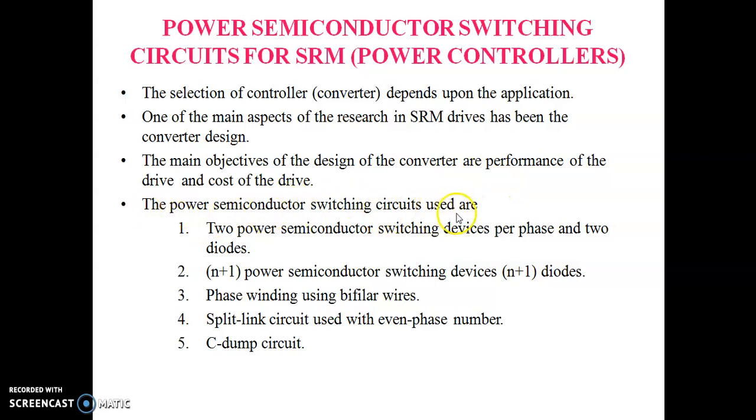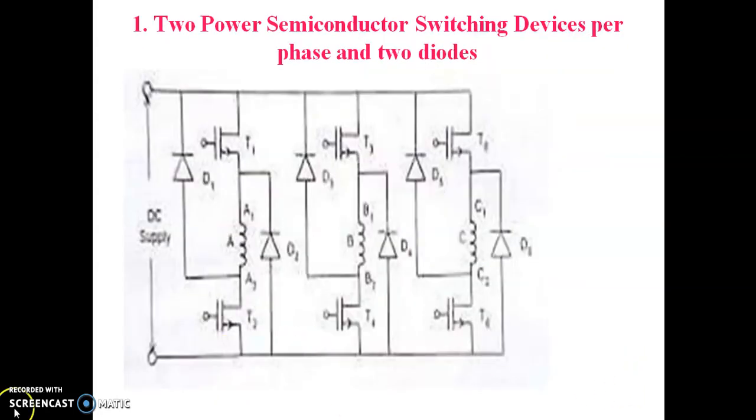So the power semiconductor switching circuits are normally classified into 5 types. The first one is 2 power semiconductor switching devices per phase and 2 diodes. Second type is N+1 power semiconductor switching devices and N+1 diodes. Third type is phase winding using bifilar wires. Fourth type is split link circuit used with even phase number. And the fifth type is C-dump circuit. Let us look into each type one by one.